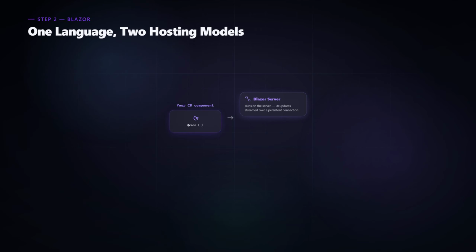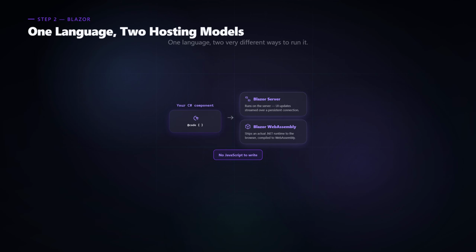It comes in two flavors. Blazor Server keeps your components running on the server and streams UI updates down to the browser over a persistent connection. Blazor WebAssembly instead ships an actual .NET runtime into the browser, compiled to WebAssembly, so your C# runs client-side just like Angular's JavaScript does.